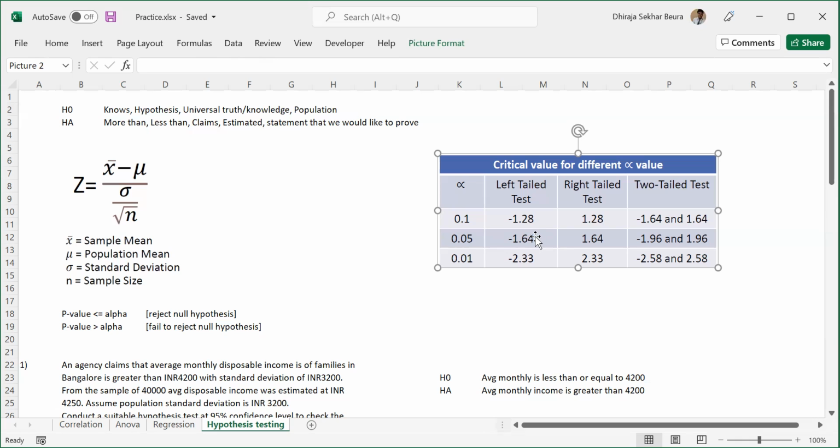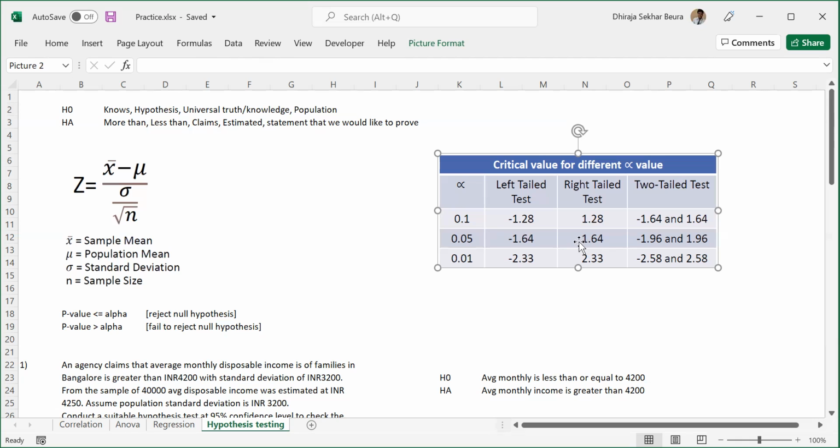I'm telling you, 90% of the questions have 0.05 alpha only. So please do remember 1.64. You don't need to look at the table. It will always be 1.64. Now that we know the critical Z value, we need to calculate the value, either more than or less than. Accordingly, we'll take the call whether we reject the null hypothesis or fail to reject the null hypothesis. Any questions, please, as of now?